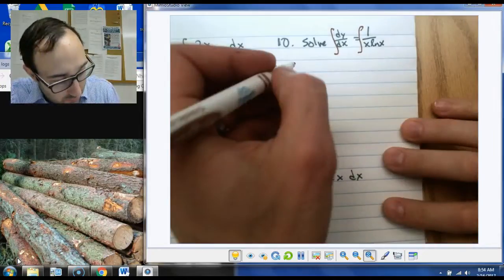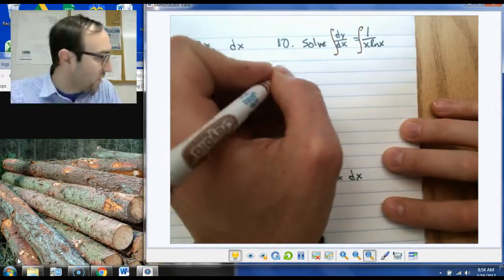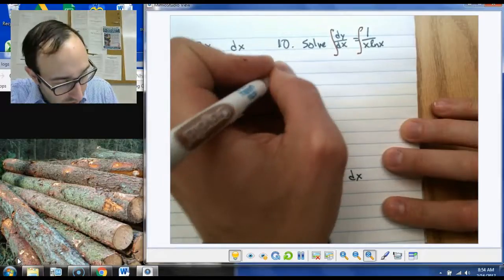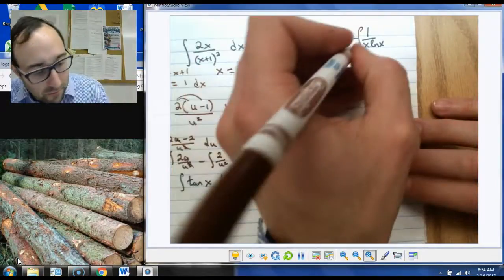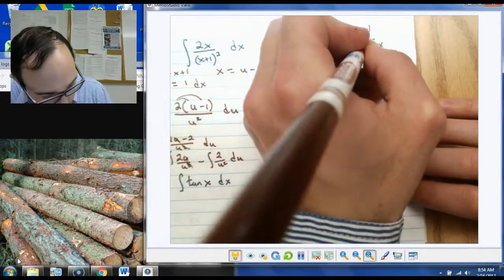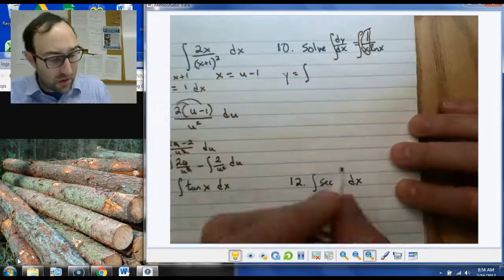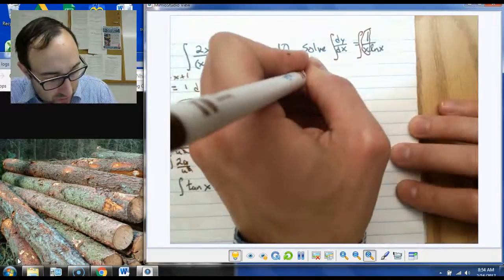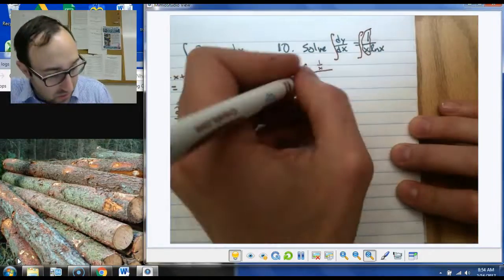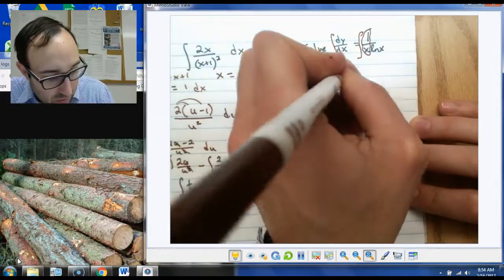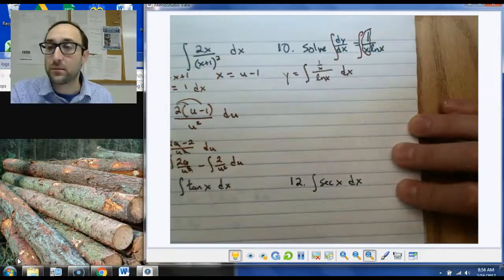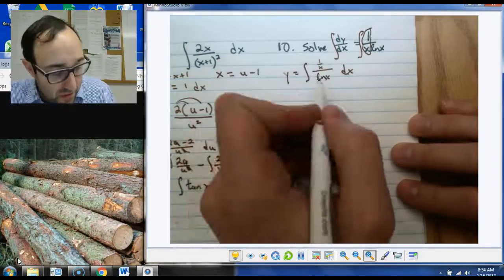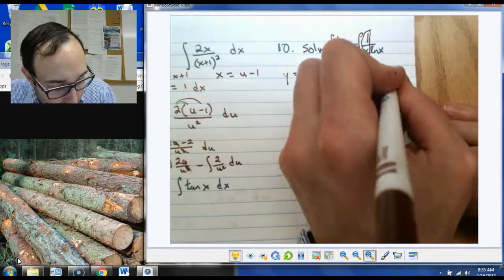All right, so we're going to rewrite this. Let's say y equals the integral of, what I'm going to do is take this 1 over x and just make it the numerator. 1 over x, I can do that, and the natural log of x is still in the denominator, ln of x dx.